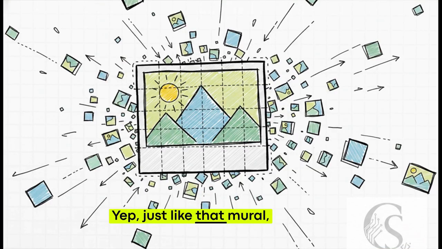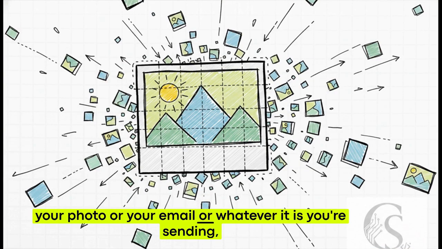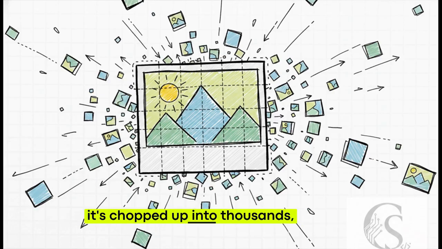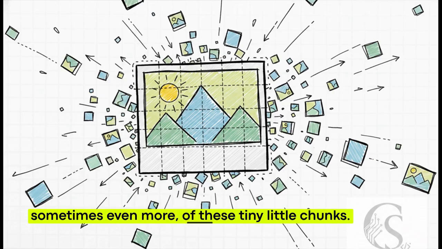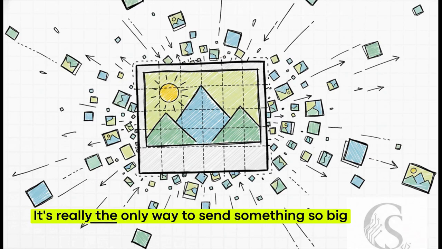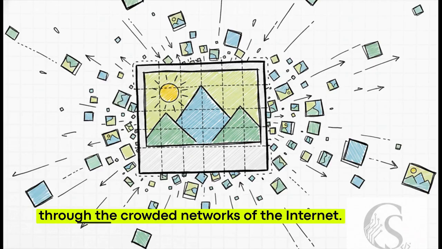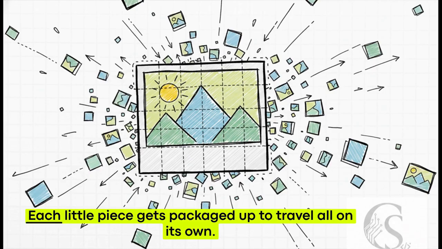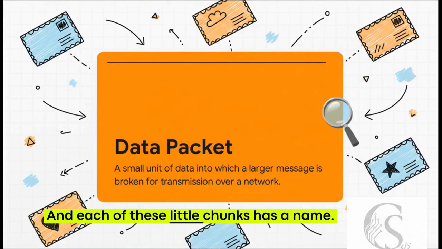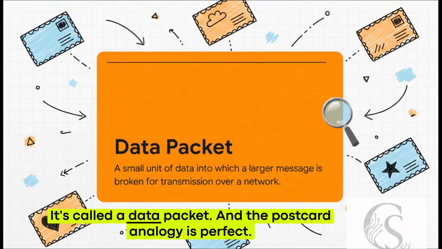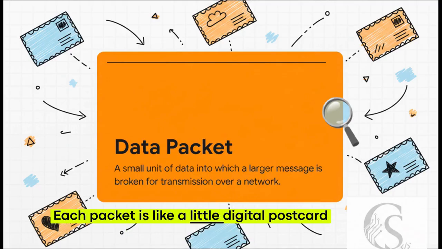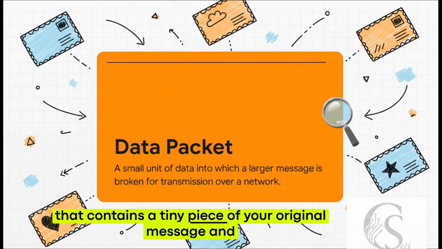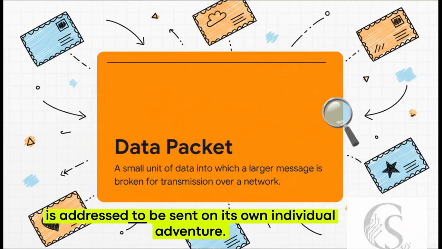Yep, just like that mural, your photo or your email or whatever it is you're sending, it's chopped up into thousands, sometimes even more, of these tiny little chunks. It's really the only way to send something so big through the crowded networks of the internet. Each little piece gets packaged up to travel all on its own. And each of these little chunks has a name. It's called a data packet. And the postcard analogy is perfect. Each packet is like a little digital postcard that contains a tiny piece of your original message and is addressed to be sent on its own individual adventure.